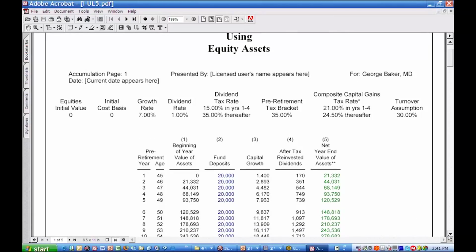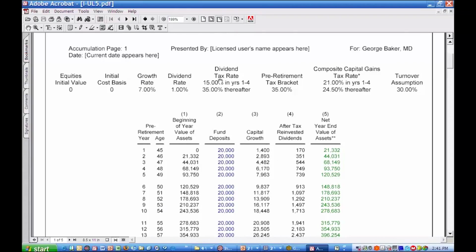Now, run across the top here for a second with me. We have no initial values in the equity. We're just going to put in 20 a year. So obviously there's no starting cost basis. I've got a growth rate of 7 and a dividend rate of 1. I've got a dividend tax rate here of 15% for a few years and 35.